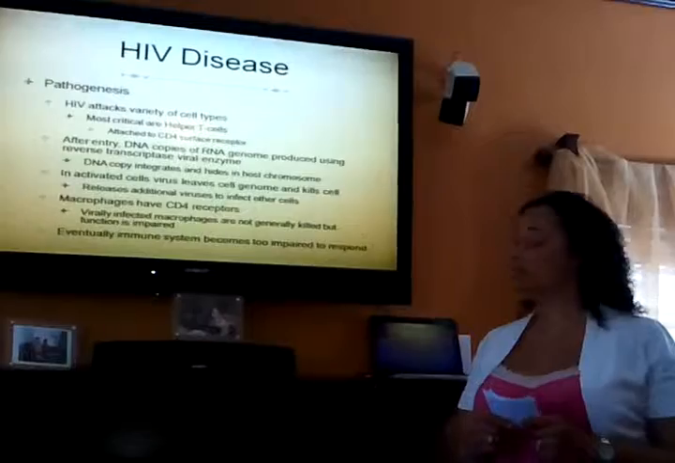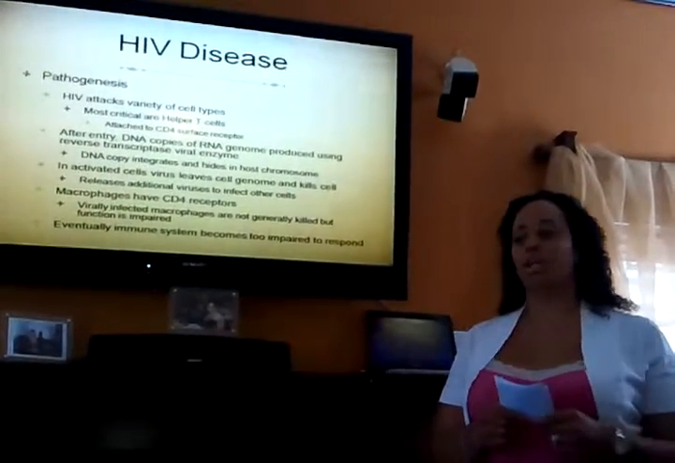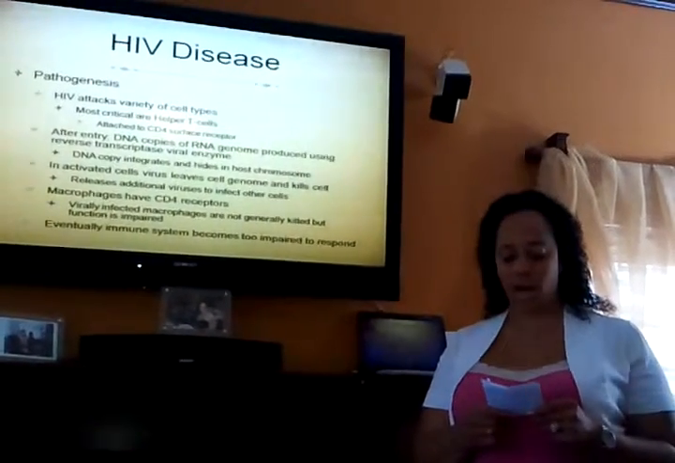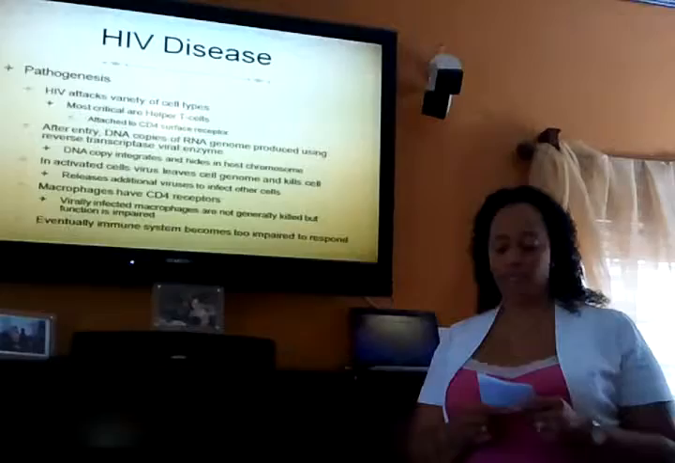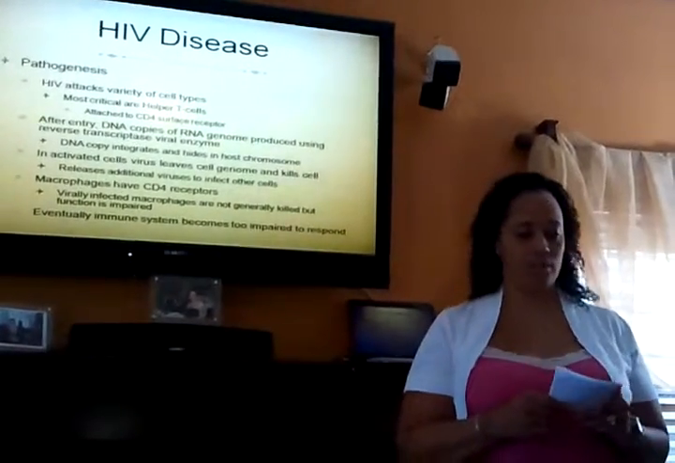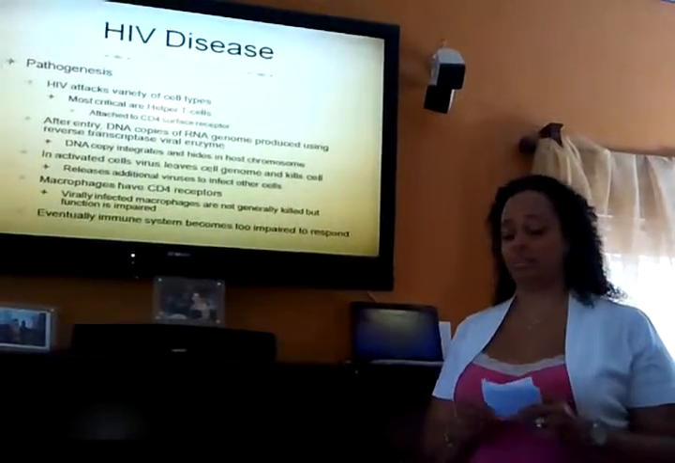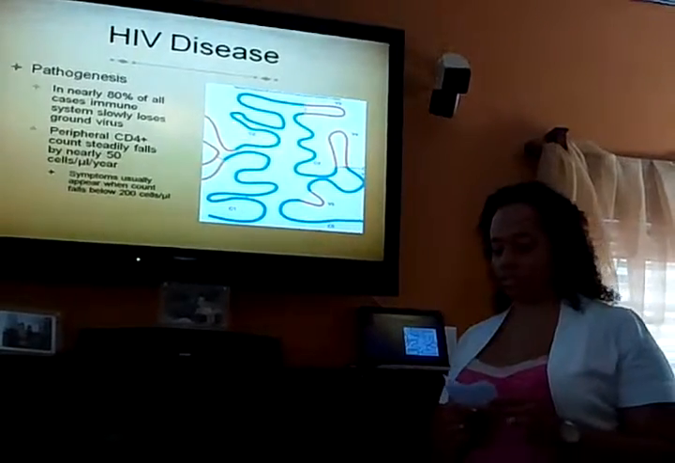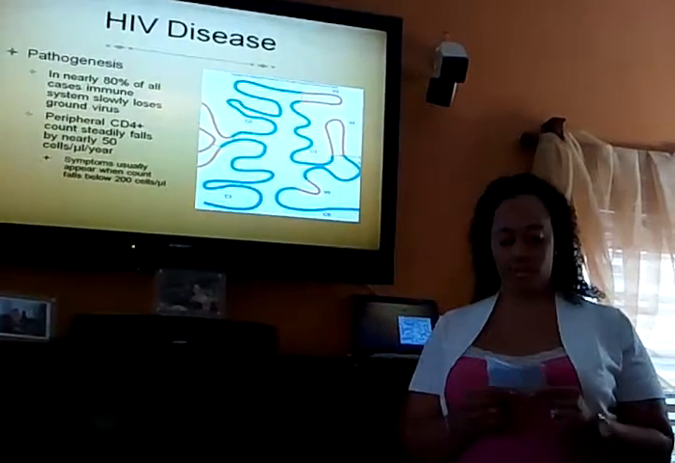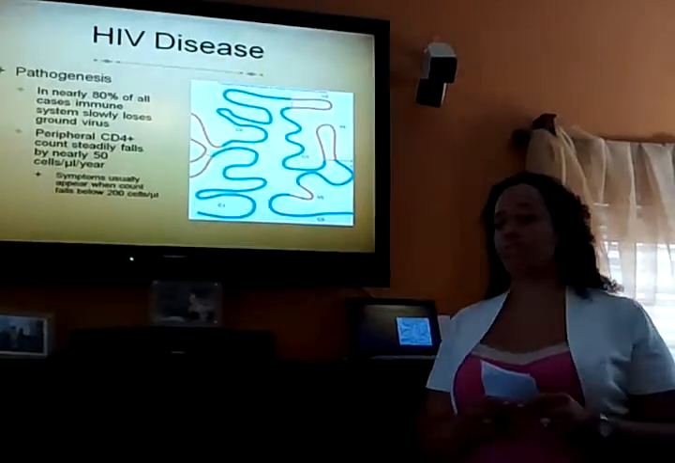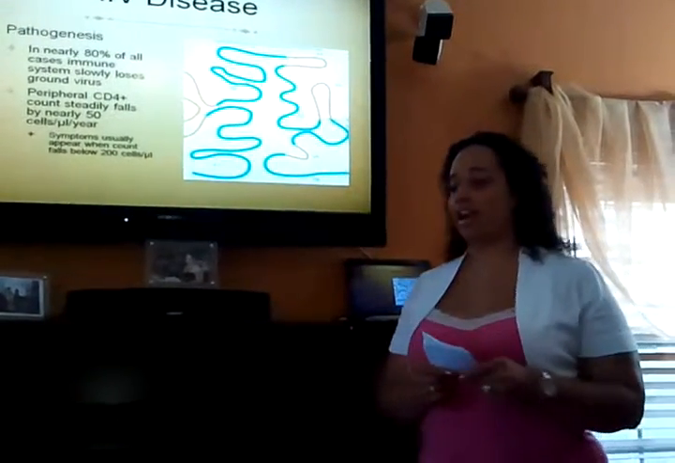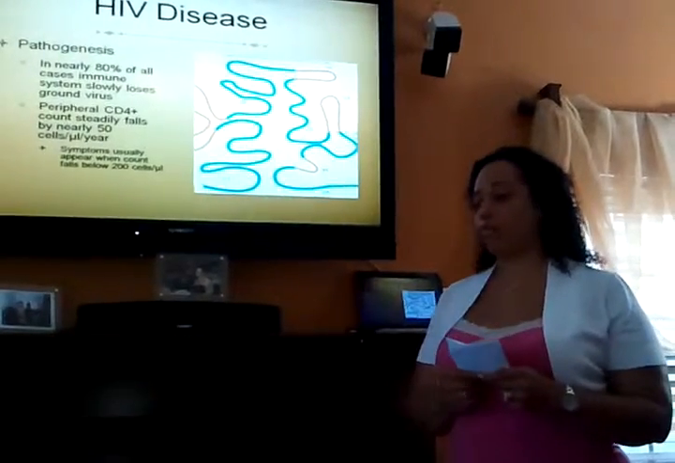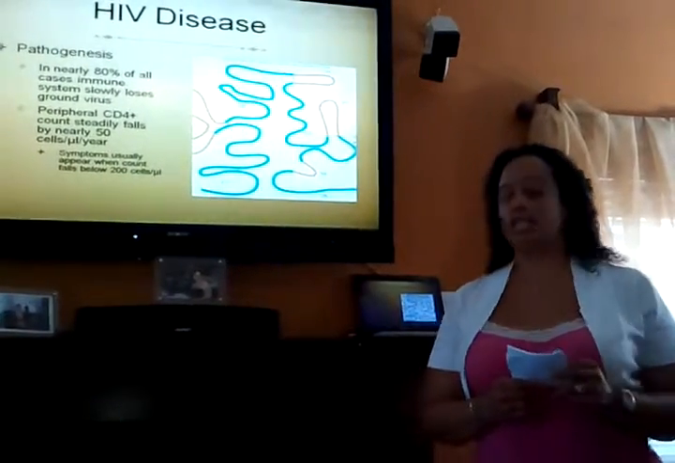The pathogenesis of AIDS: it attacks the immune system, mainly the T helper cells and lots of other cells, macrophages and CD4 receptors. Eventually, the immune system loses ground and becomes too impaired to respond. In nearly 80% of all cases, the immune system slowly loses ground to the virus. CD4 cells drop nearly 50 microliters every single year.